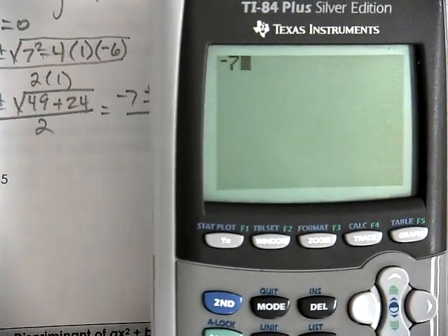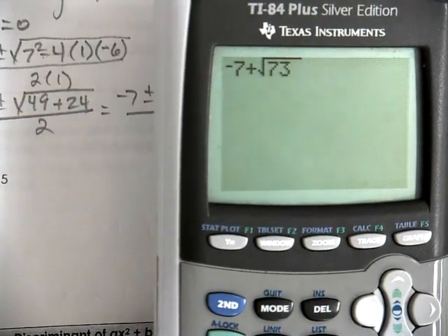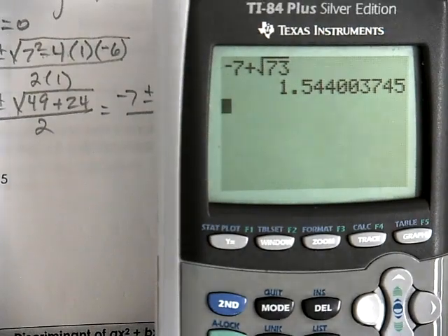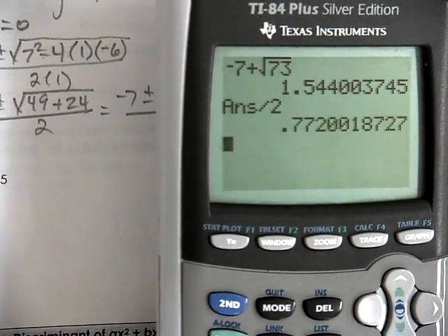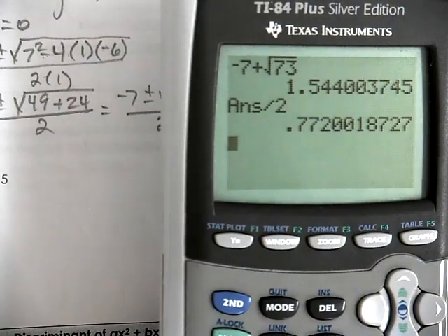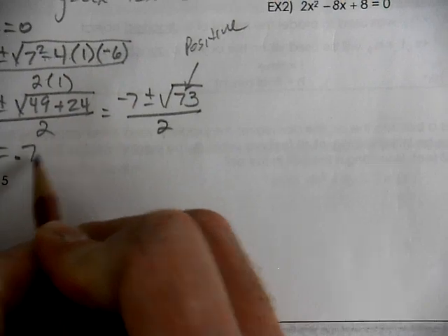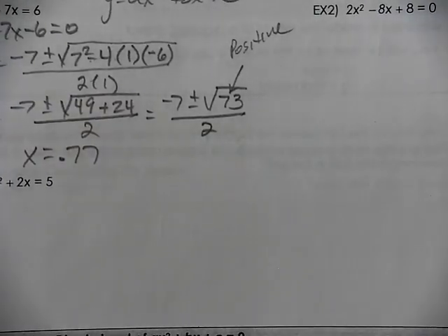Negative 7 plus the square root of 73. Notice what I'm going to do. I'm just going to hit enter. That's my whole numerator. Calculate it out, divided by 2. That gives me 0.77. We're going to 2 decimals. So x equals 0.77.